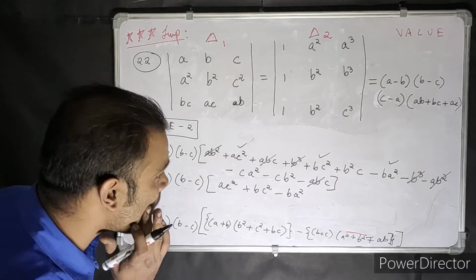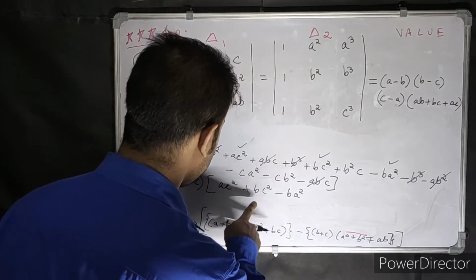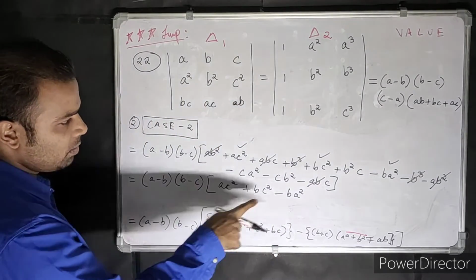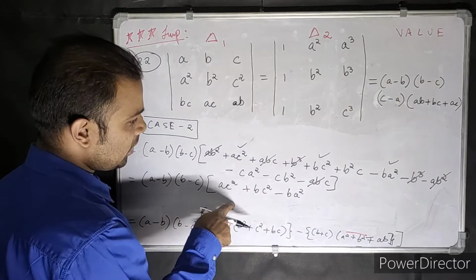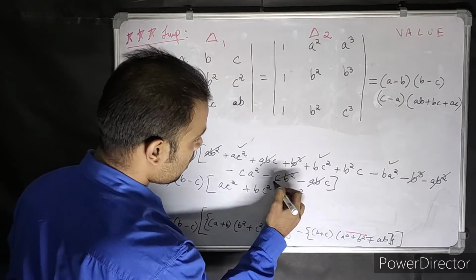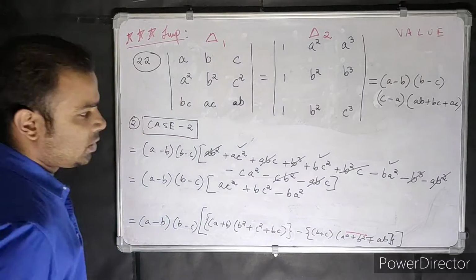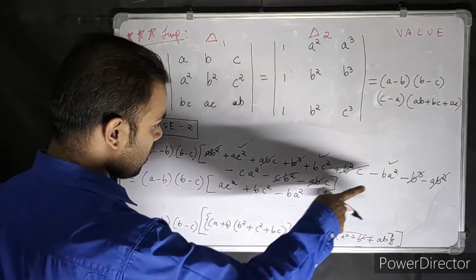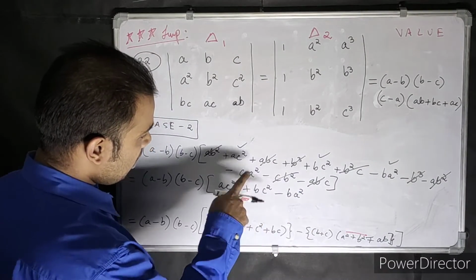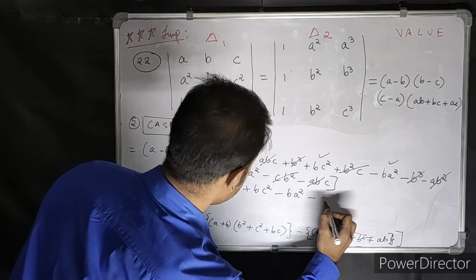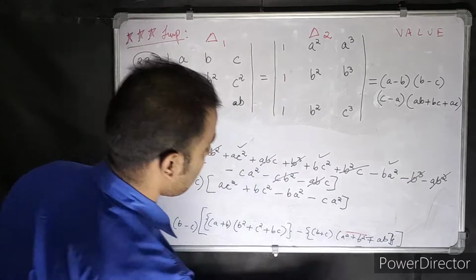Minus BA square. What did I take? Did I take BC square? AC square. Yes, I have written BC square. Okay, there is something else getting cancelled out. CB square and CB square is also getting cancelled out. Minus BA square I have written, and I have to write this minus CA square.